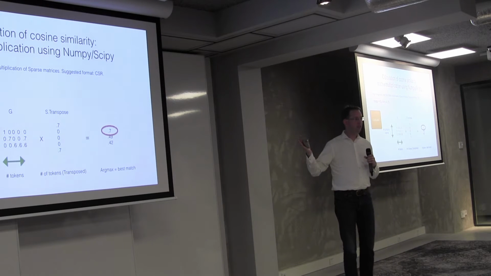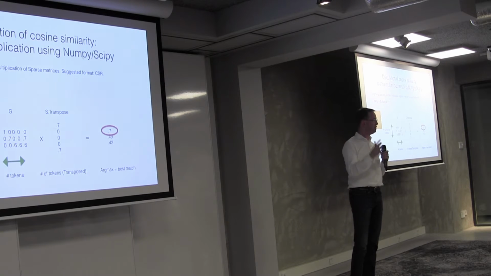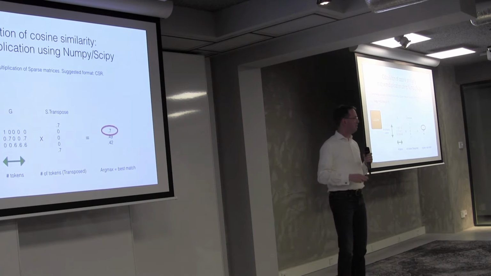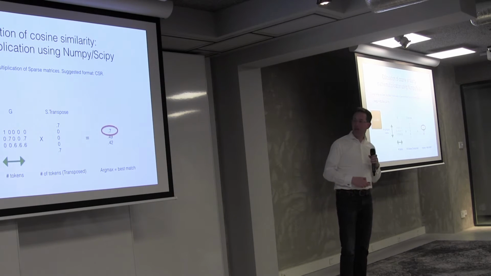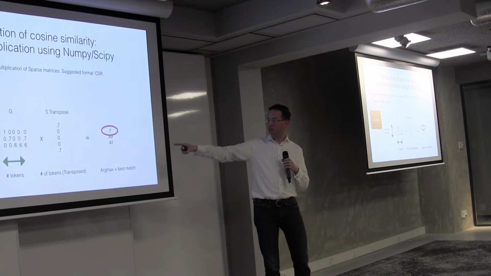And then this is the formula you need if you're using CSC, the sparse matrix format. It's basically using G.S.T. Sounds simple enough, right? And then all you need to do is multiply G with S.T.